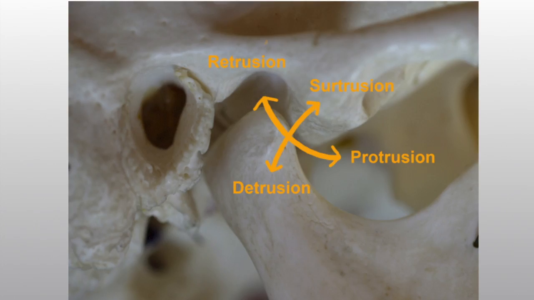This illustration depicts the four relative movements of the condyle versus the eminence, with protrusion being closer to the eminence, detrusion being further away, and then obviously protrusion and retrusion, which we're all familiar with.